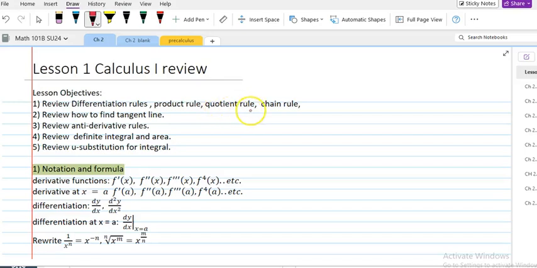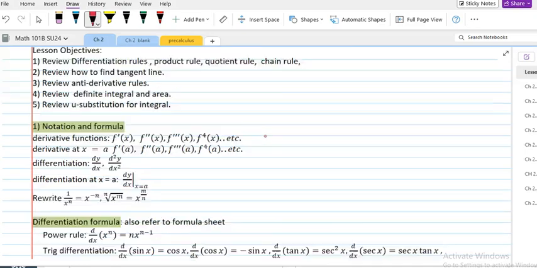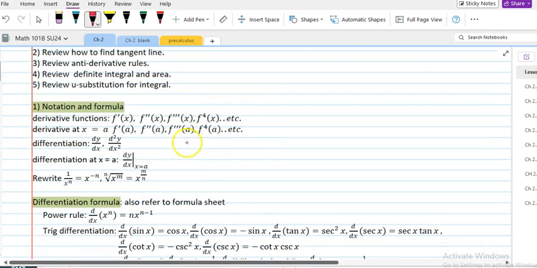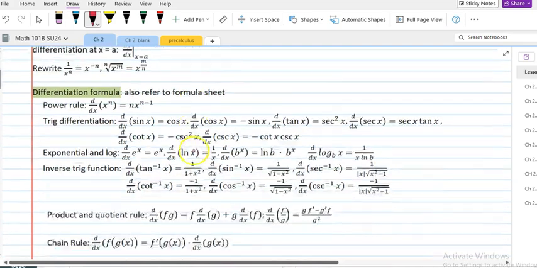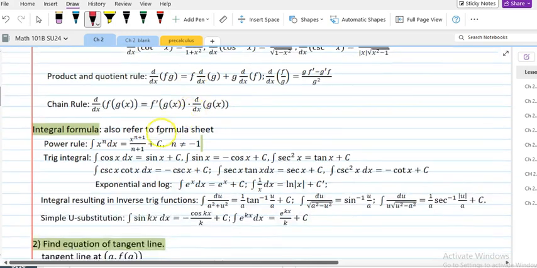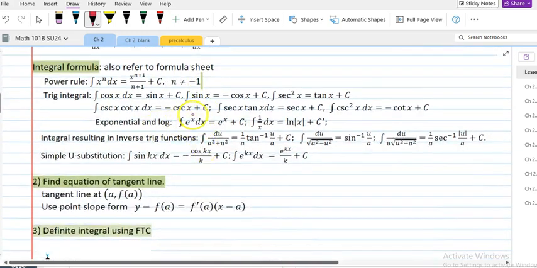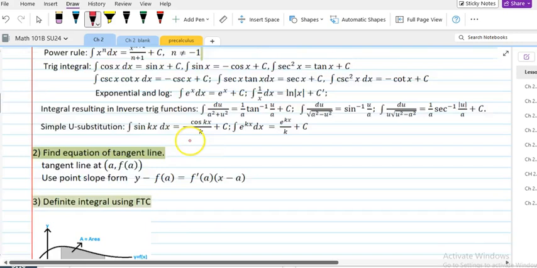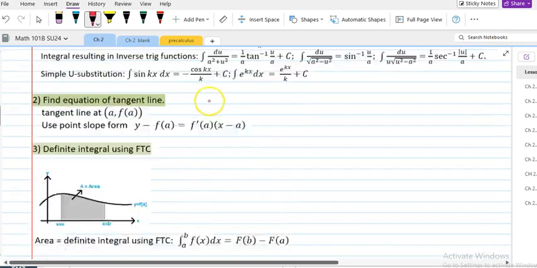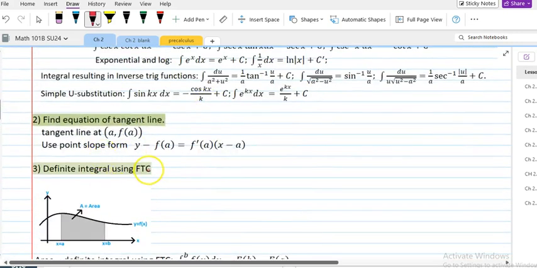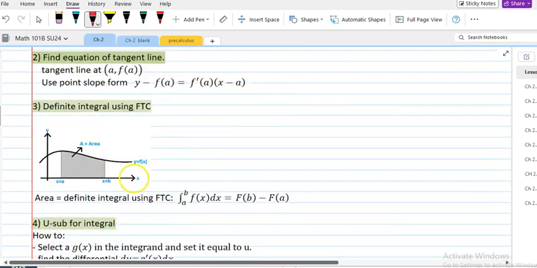Hello, Calculus student. This is lesson 1, Calculus 1 review. In the first video, I'm going to go over the Calculus 1 derivative function and integral function notation, differentiation formulas, integral formulas that you should be well versed in, and how to find the equation of a tangent line and use a definite integral to find the area between two curves.